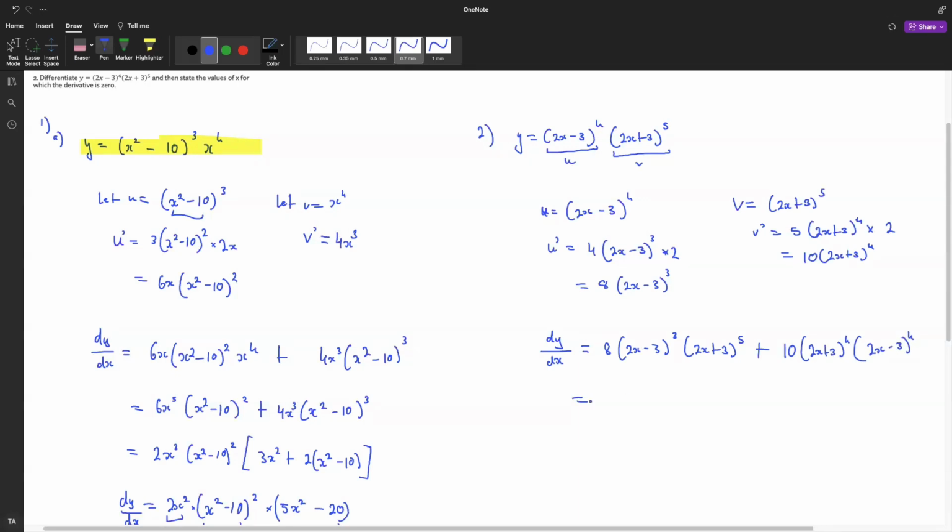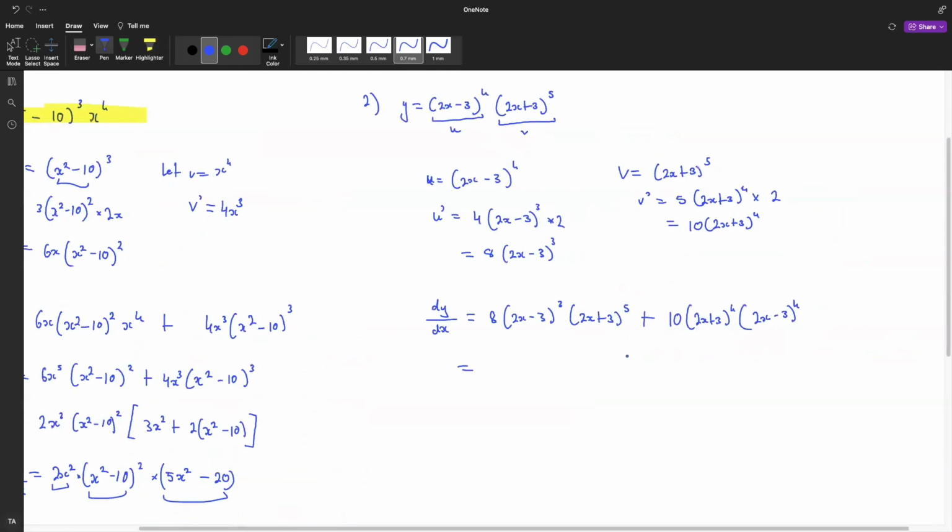Now, again, we're going to simplify this, well, factorize it rather. And to do that, we're going to look at the numbers. So the highest common factor of 8 and 10 will be 2. So we'll take out the common factor of 2. Then the highest power of 2x minus 3 is (2x minus 3) to the power of 3. So we take out that. And the highest power of 2x plus 3 is 4. So we take out that. Now, what have you got left inside? From this first part, we've got 4 times (2x plus 3), plus 5 times (2x minus 3).